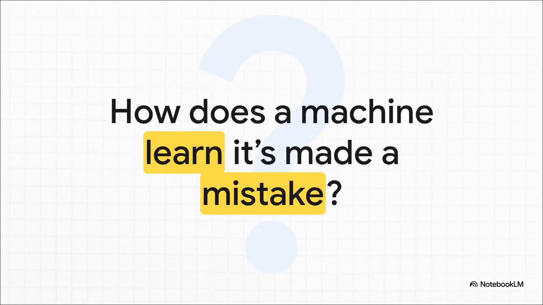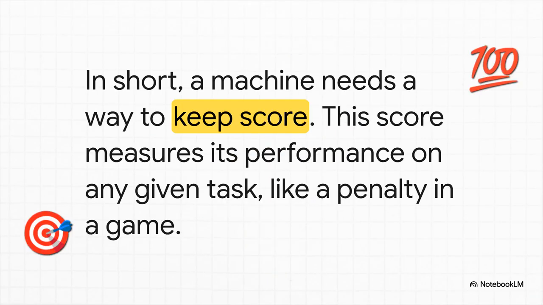So let's just jump right in with the big question, right? We all know that machines learn from data, that they get smarter over time. But how? How does a machine actually know it's messed up? How does it measure its own errors so that it can improve? Well, it really boils down to this. It needs a way to keep score.